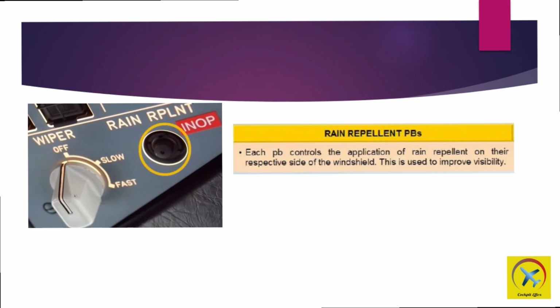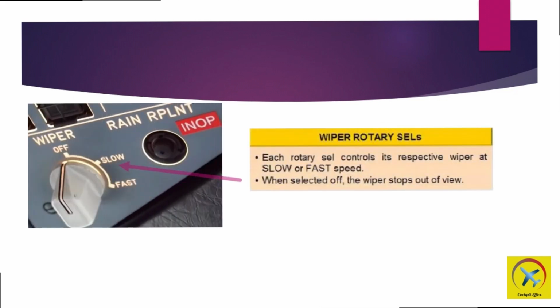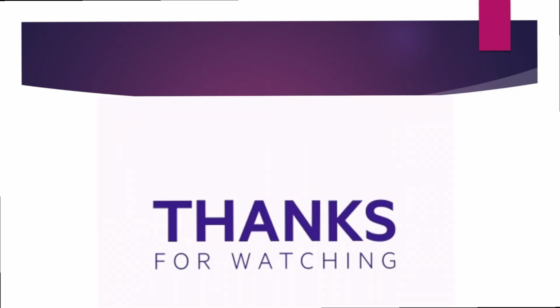There is a rain repellent push button which functions for the application of fluid on their respective side of the windshield. This is used to improve visibility as it creates a hydrophobic coating. Wiper rotary selectors control their respective wiper at slow or fast speed. When selected off, the wiper stops out of view.